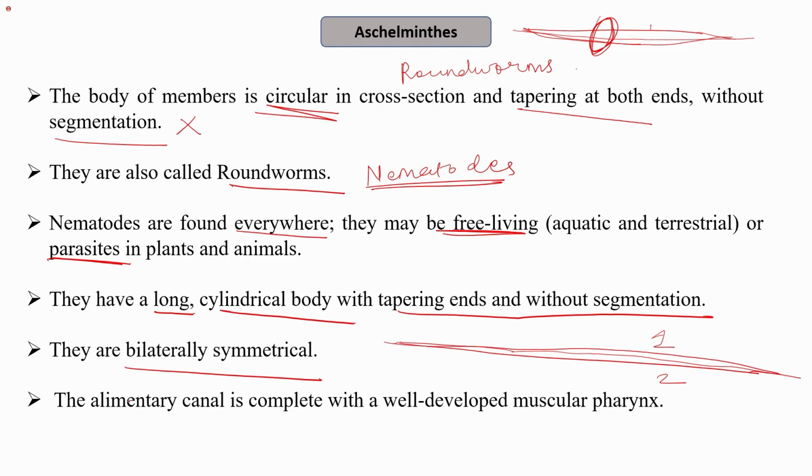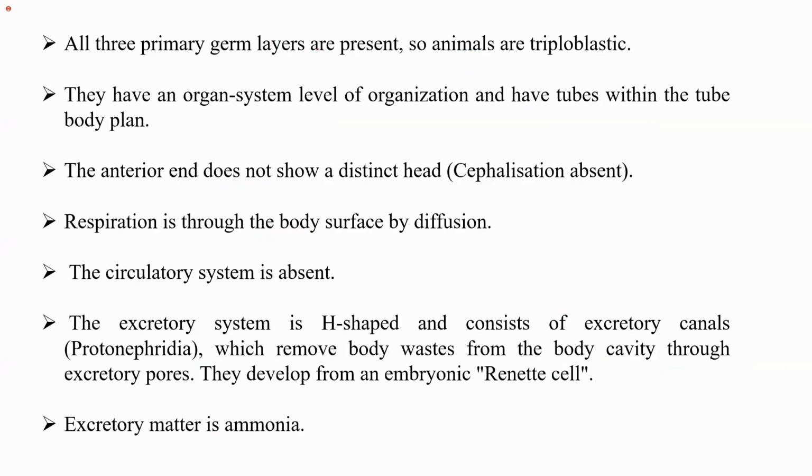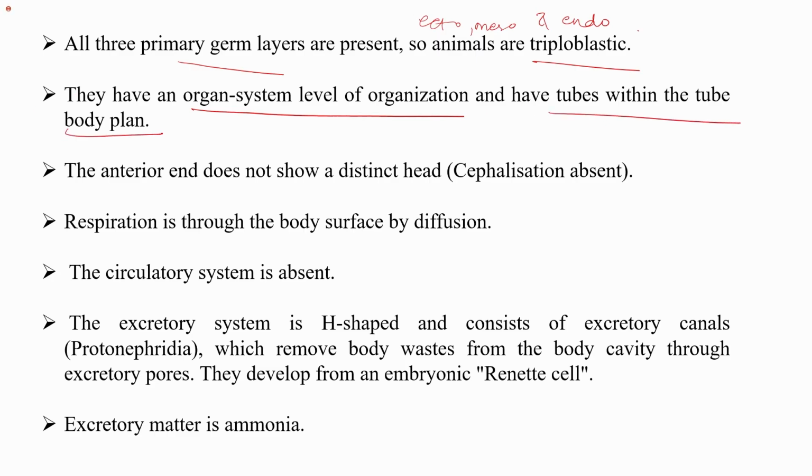The alimentary canal is complete with a well-developed muscular pharynx. This is an important characteristic of aschelminthes, which is highlighted in NCERT also. All three primary germ layers are present, that is, they are triploblastic: they have ectoderm, mesoderm, as well as endoderm. They have an organ system level of organization and a tube-within-a-tube body plan.